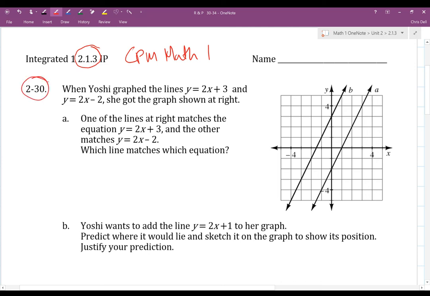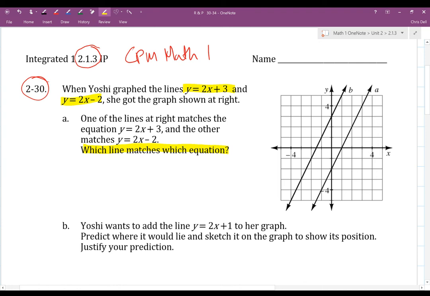2.1.3, number 30, 2-30. So it says, when Yoshi graphed the lines y equals 2x plus 3 and y equals 2x minus 2, she got the graph shown at the right. One of the lines at the right matches the equation y equals 2x plus 3, and the other matches y equals 2x minus 3. Which line matches which equation? Okay, so we're going to answer that question.